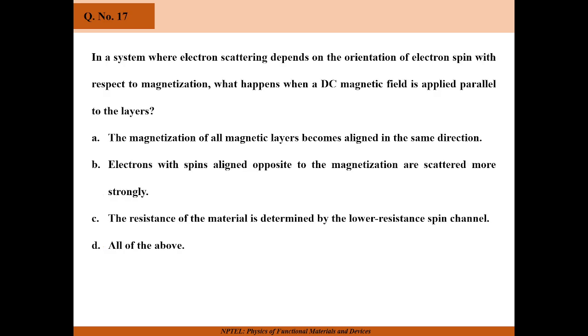In a system where electron scattering depends on the orientation of electron spin with respect to magnetization, what happens when a DC magnetic field is applied to parallel layers? The magnetization of the magnetic layers becomes aligned in the same direction. Electrons with spin aligned opposite to the magnetization are scattered more strongly. The resistance of the material is determined by the lower resistance spin channel. All of the above.